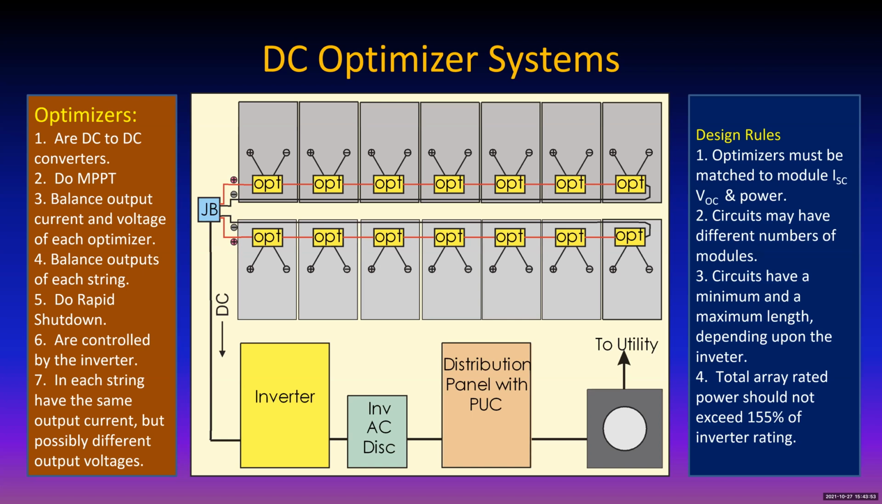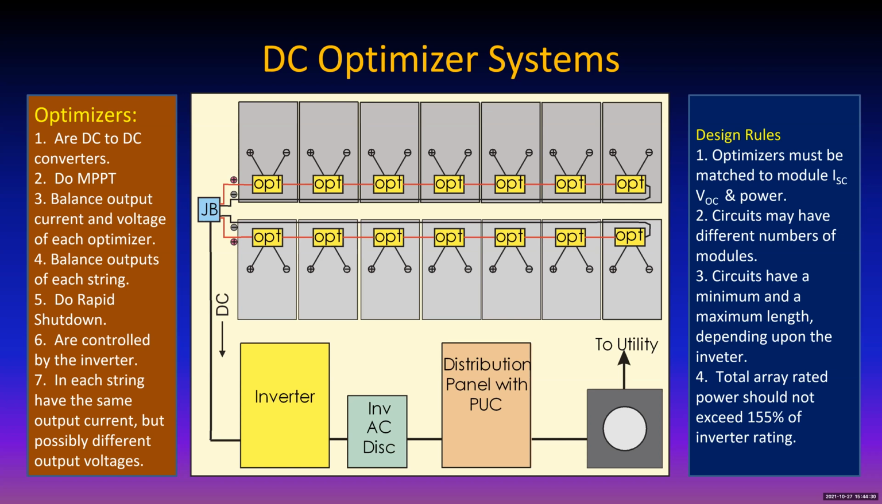Okay, so here are your design rules now that we know all about the optimizers. They have to be matched to the module current and voltage. Circuits may have different numbers of modules, but there's a minimum and a maximum length depending on the inverter itself. Oops, guess who spelled inverter wrong? I will take full responsibility for that. The total array power should not exceed 155% of the inverter rating. Okay, that's what the inverter manufacturer says.